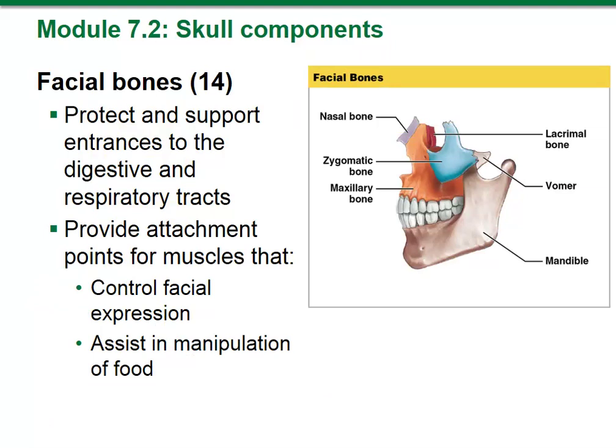Okay, your facial bones protect and support the entrances to the digestive and respiratory tract. Also here you have attachments for muscles, like those that control your facial expression, and those that assist the manipulation of food. By the way, you don't see all these types of facial supports and muscles in other animals. That's why you don't see expression in other animals.